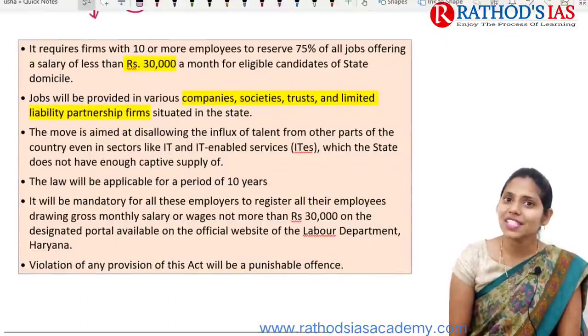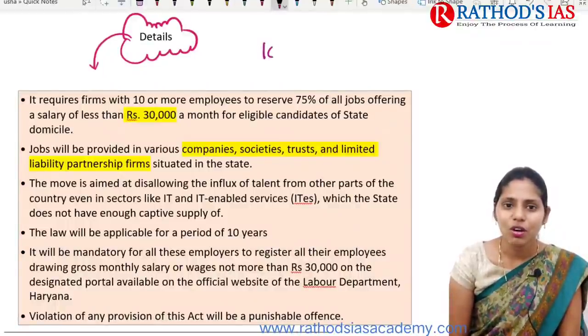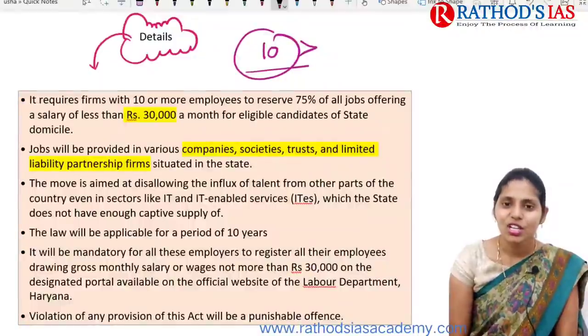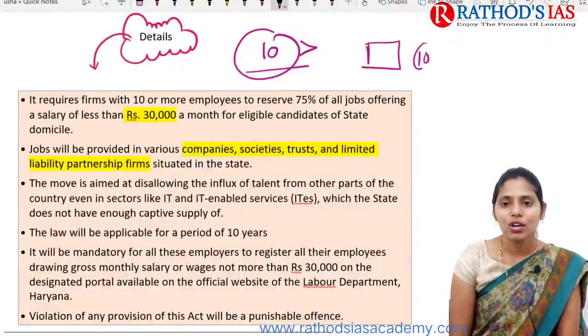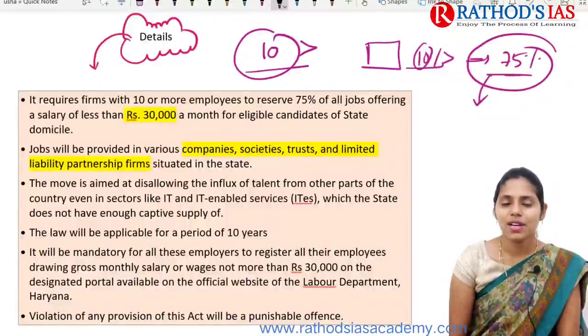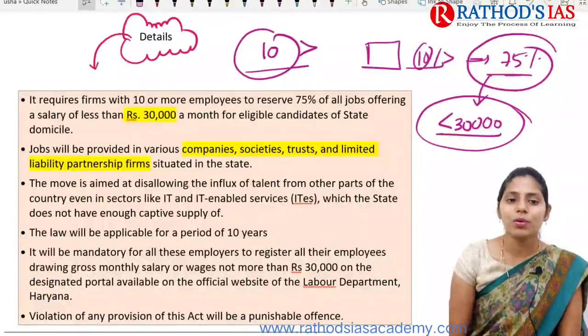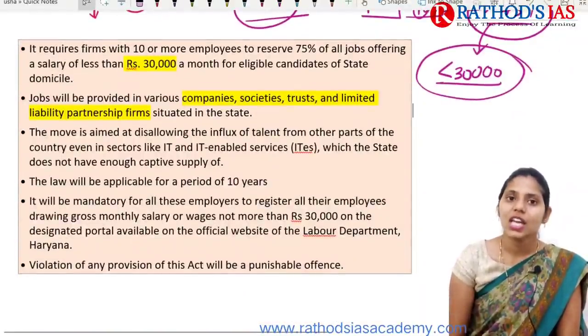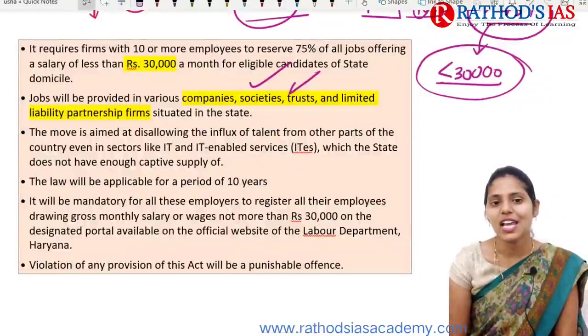Now let us see some details of this law. The law requires any firm or company that employs 10 or more employees to reserve 75% of all jobs offering less than 30,000 rupees per month for local people. The jobs will be provided in various companies, even societies, trusts, and limited liability partnership firms, that is LLPs.